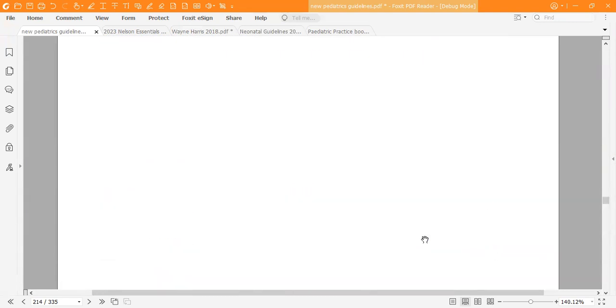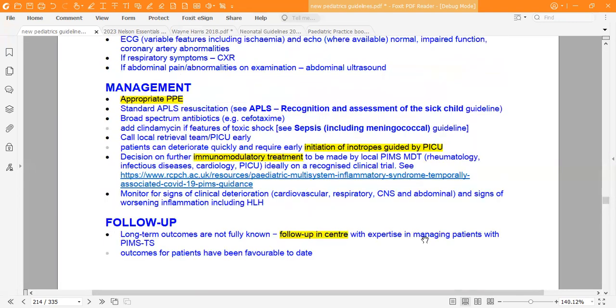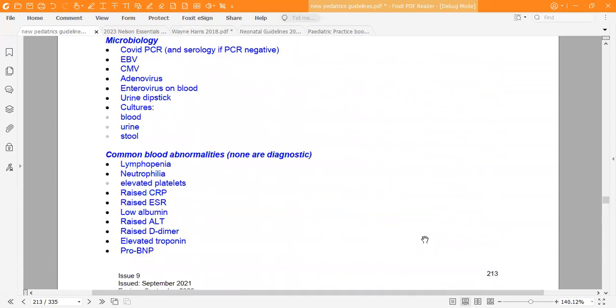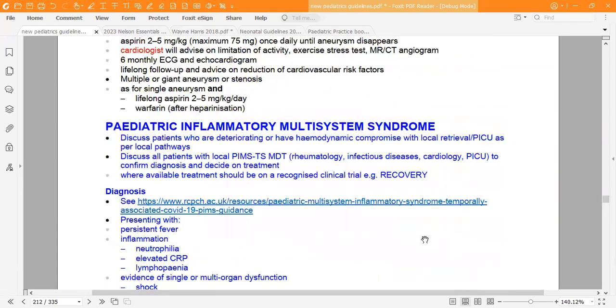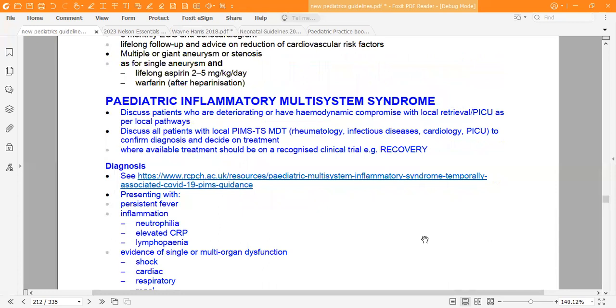Okay, so we have finished the Kawasaki disease and pediatric inflammatory multi-system syndrome as well, which is very important, and they ask about it in the clinical exam very often.